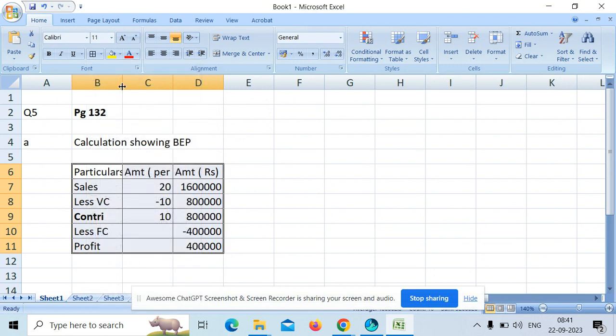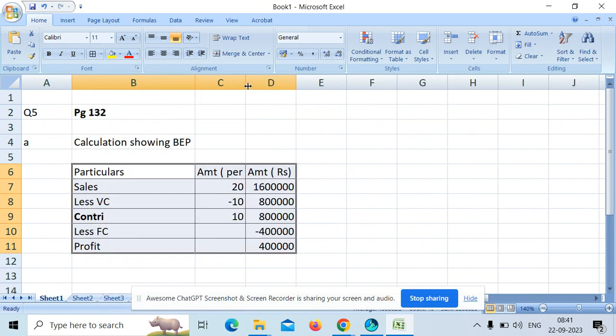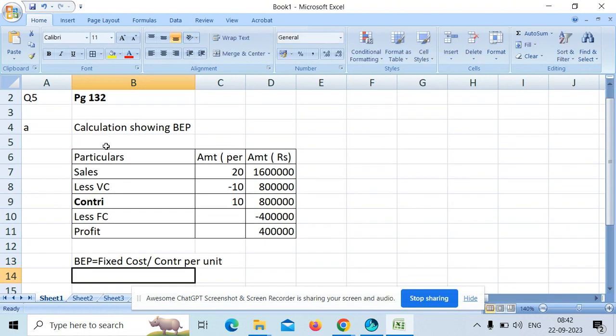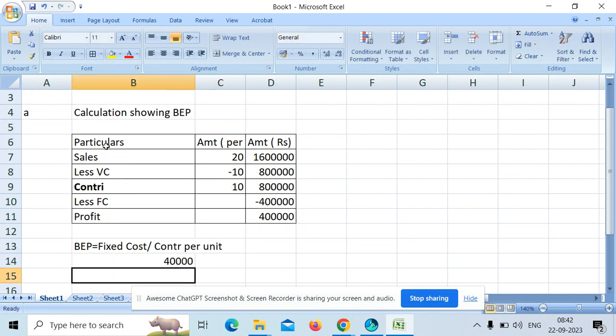Now what next am I supposed to do? Next I'm supposed to find out the break-even point. For finding out the break-even point, what is the formula? The formula is fixed cost upon contribution per unit. What is my fixed cost? My fixed cost is 4 lakh rupees, divided by contribution per unit, that is 10. So 40,000 units is the answer for break-even point. So BEP is equal to 40,000 units.